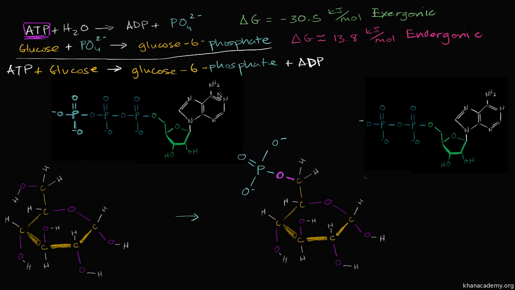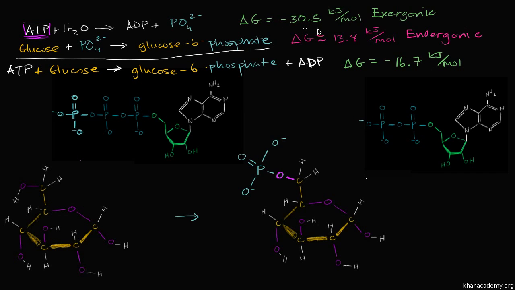Now, what's the delta G for this reaction going to be? Well, it's a coupled reaction. You can view it as a combination of these two reactions. So, roughly speaking, let's just add the delta G's. If you add this negative delta G, exergonic, and this positive delta G, you're going to get negative 30.5 plus 13.8. That's going to be negative 16.7 kilojoules per mole. And so this coupled reaction is going to be exergonic.